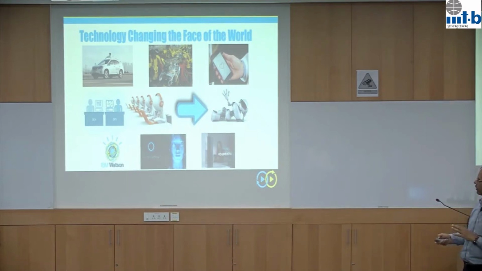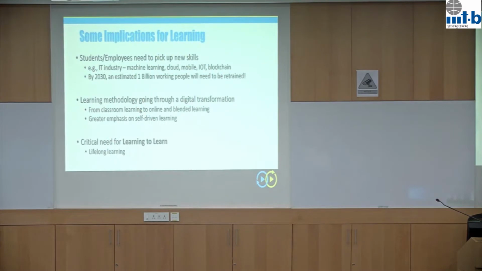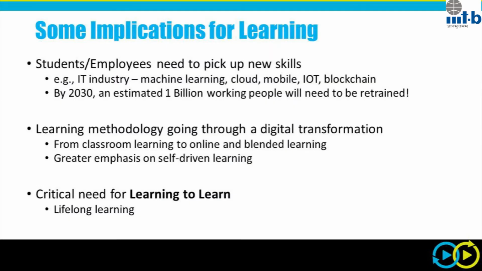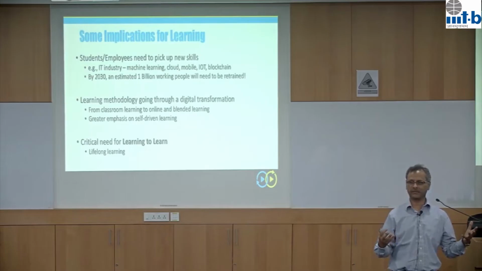So all of this transformation that we see has very serious implications for learning in particular. One major implication is that students need to pick up new skills. Earlier in India, a lot of our students who were graduating with an engineering degree, I'm oversimplifying a little bit, were not really acquiring too many skills during their four-year program because of the poor quality of education.